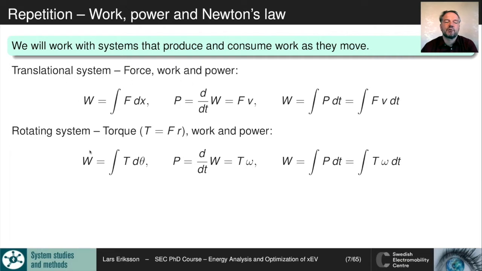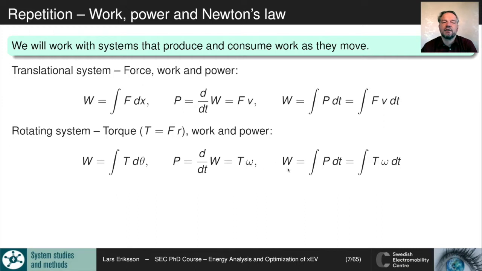And we also go to the rotating system that we have inside the vehicle, where the electric machines, the gearboxes, the engines are rotating. And there we have the work, which is the torque integrated over angle. So we see here the angle gets the equivalent description as the distance, and torque is the equivalent description of force. And for the power, the definition is the same. And when we evaluate it, we see that power is the same thing as torque times angular velocity.